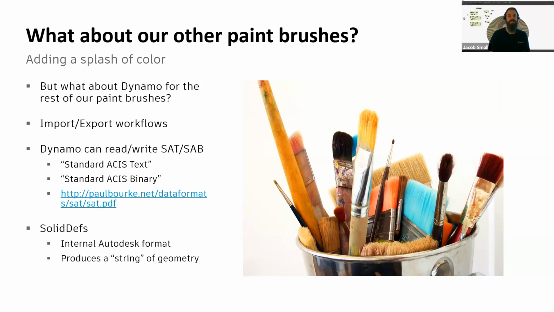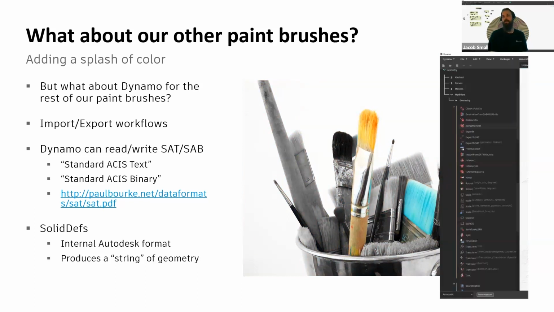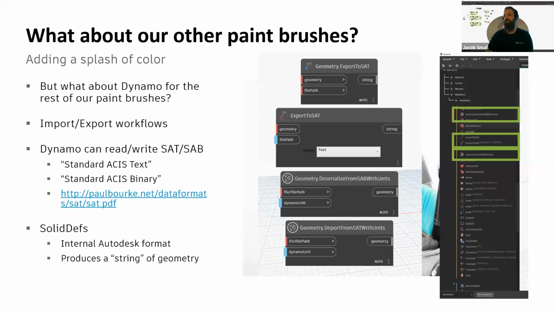You could also use solid defs, which is an internal Autodesk format that basically produces a string for various types of geometry so that you can bring stuff out of your Dynamo graph into an external file and then into another Dynamo graph as well. There's also data remember nodes and stuff like that. But even with all that, it's not going to quite give us all the goodies that we're really after, right? We've only got a couple brushes there. Now, for anybody who's curious, these are the import and export nodes for SAT and SAB files.